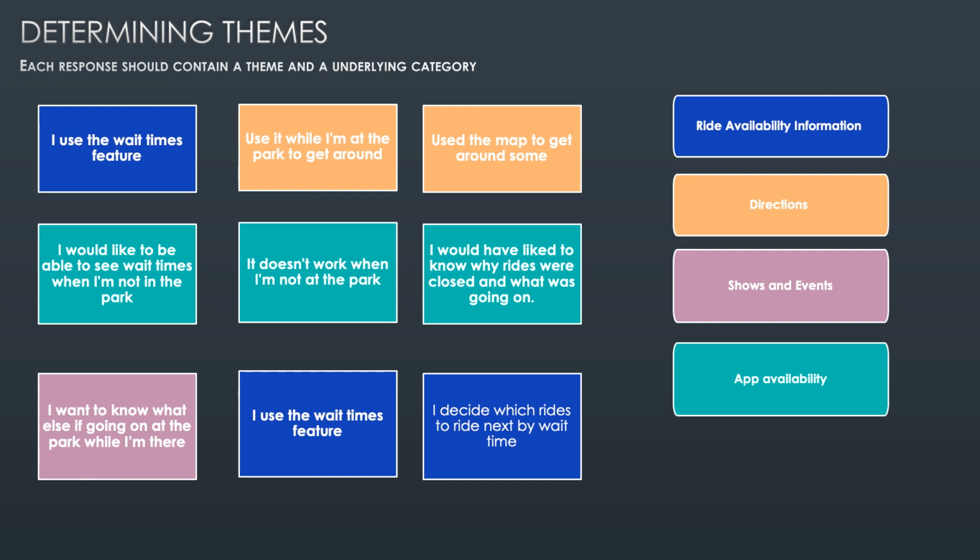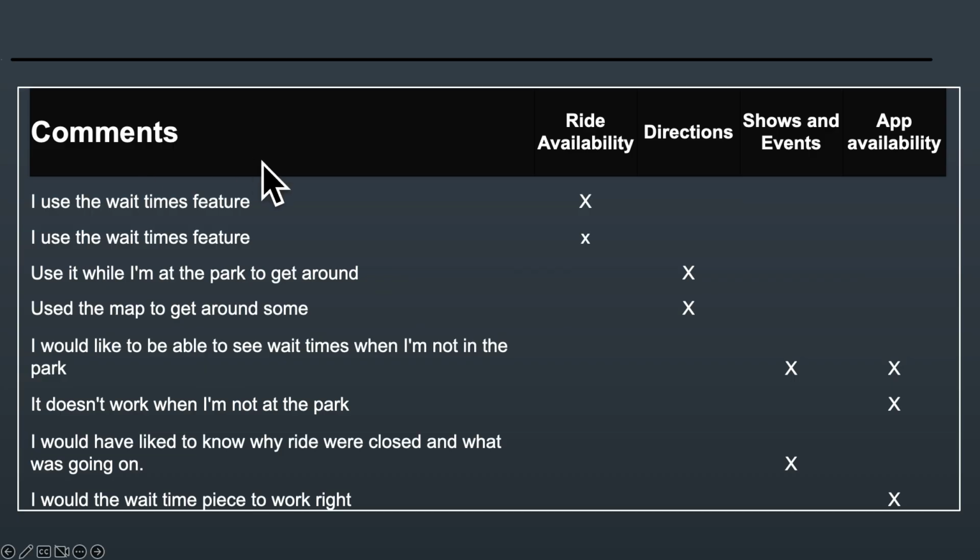So we take all of this information and the number of times that we see these themes pop up, and we look further into their statements to be able to qualify consistent repeating themes, and we codify that, and that's how we actually create a survey. So the surveys themselves are based upon our qualitative research of ride availability, directions, shows and events, app availability. So these become questions that we'll ask in a survey.